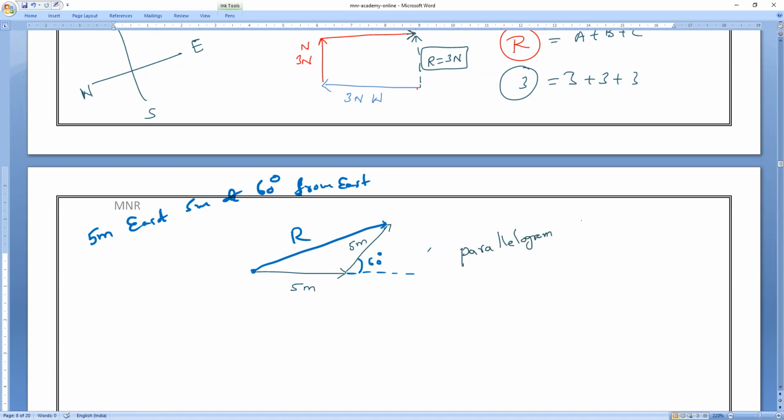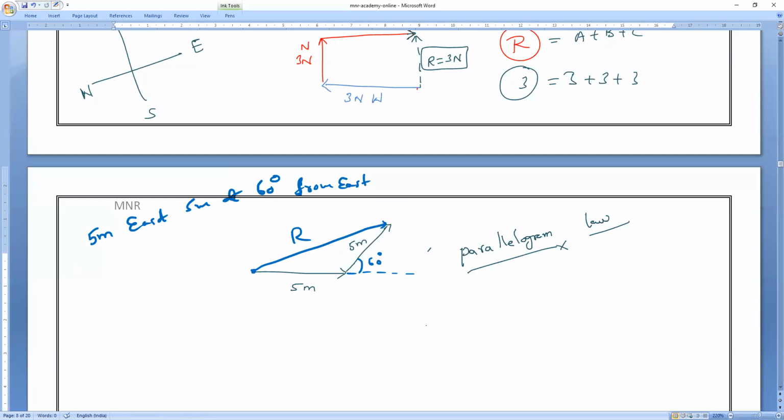Parallel. We're going to use the parallelogram law. This law is actually very simple. We'll extend it and make a parallel shift, and we are going to find the resultant force. That's all. There's nothing more to it. Is it okay, everybody?